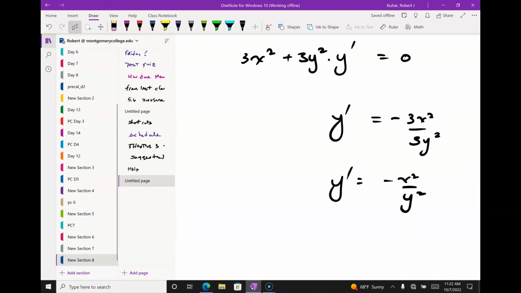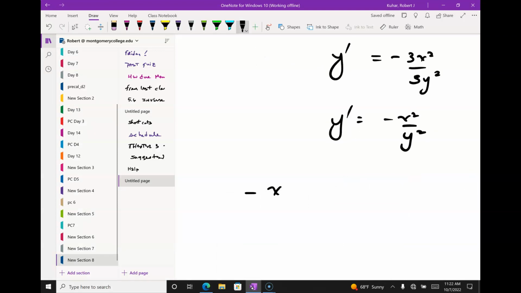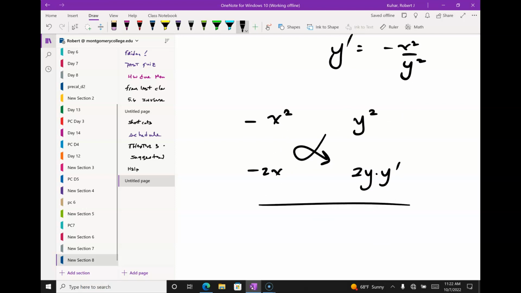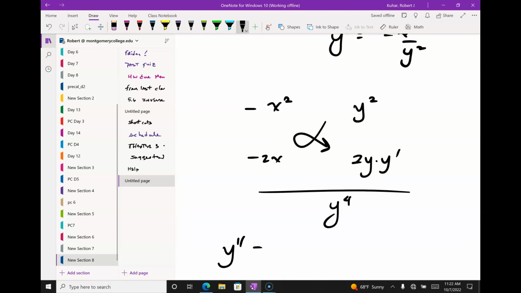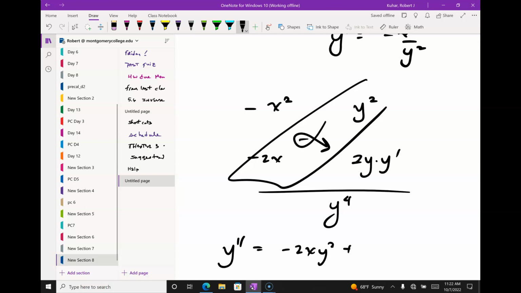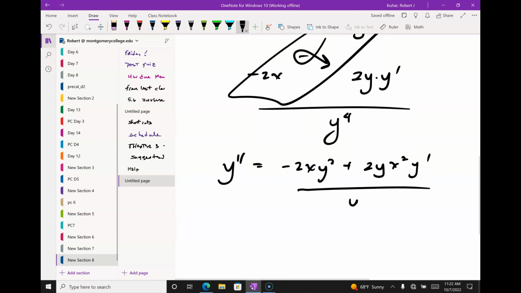Pretty easy quotient rule here, right? My upstairs function is negative x squared, derivative is negative 2x. Downstairs function is y squared, derivative is 2y y prime. And downstairs squared is y to the 4th. So y double prime is this minus the other: negative 2xy squared plus 2y x squared y prime, all over y to the 4th.